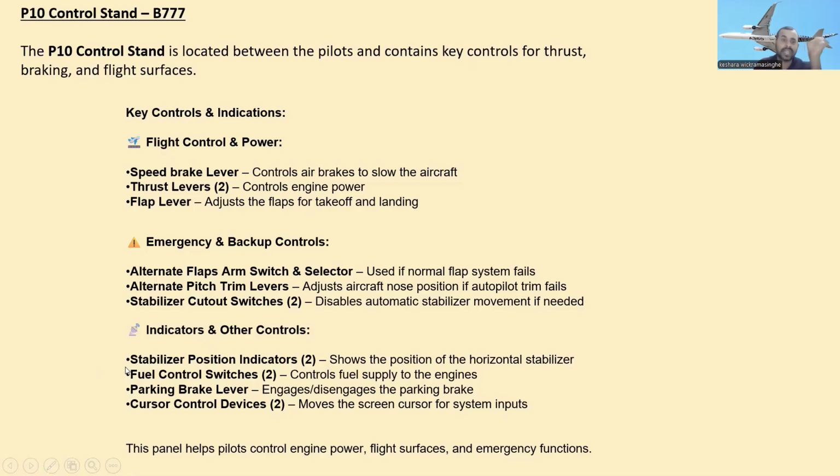Indicators and other controls, they have four: the stabilizer position indicator shows the position of the horizontal stabilizer, the fuel control switches control fuel supply to the engine, the parking brake lever engages and disengages the parking brake system, and the cursor control devices move the screen cursor for system inputs.